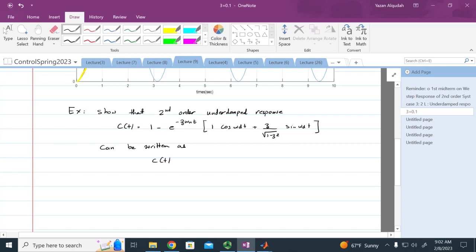as C of t equal to 1 minus e to negative zeta omega n multiplied by t divided by square root of 1 minus zeta squared multiplied by cosine omega d t minus phi. Where did we see something similar to this? In the first lab, remember the lab, we have the two sinusoids, and we're going to show that it can be written as a sine with a phase.